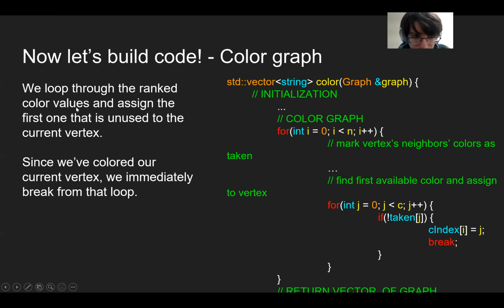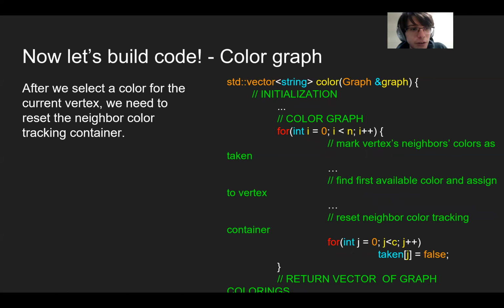And now we loop through the range of colors. So we get that, and since we've colored our current vertex, we break from the loop. Because once we find something, it's going to break because we colored it. That's the idea. And after we select a color, we need to reset the neighbor colors. Well, we have our neighbor color container, right? Which is tracking what the neighbors are, but because the next node is a different node, we're going to have to reset. So that's the idea.